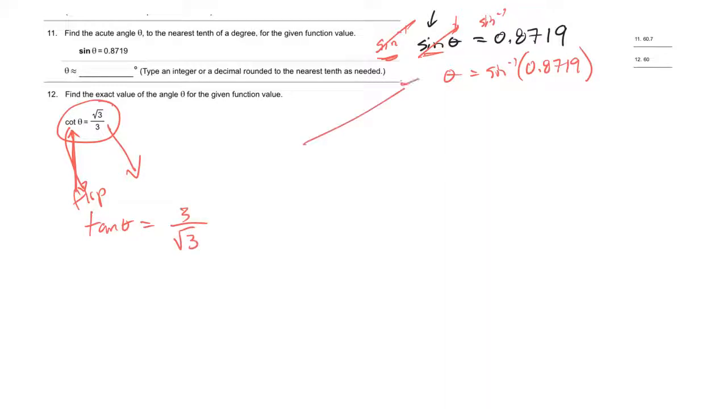And then the same thing as we did up here, I could take the arctan of both sides. So the angle is going to be the arctangent of 3 over root 3. And so you do that on your calculator and it'll come out. All right, hopefully that helps you with those questions.